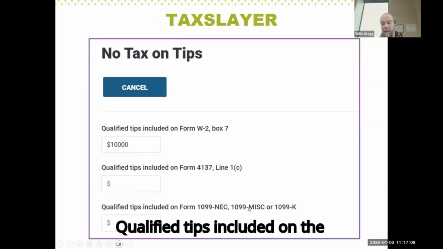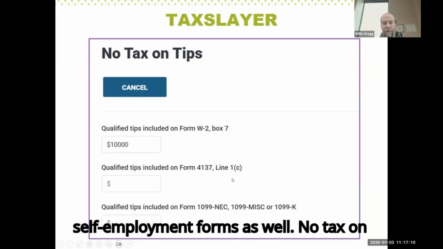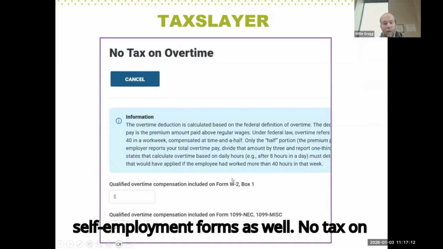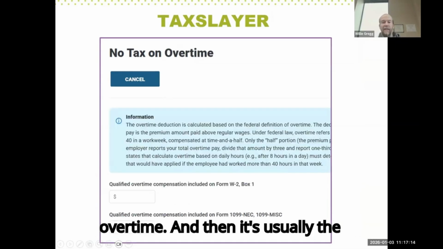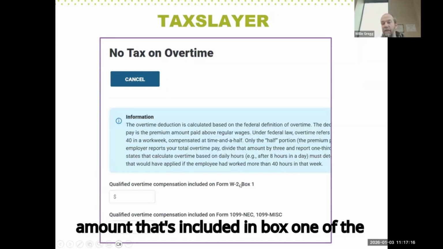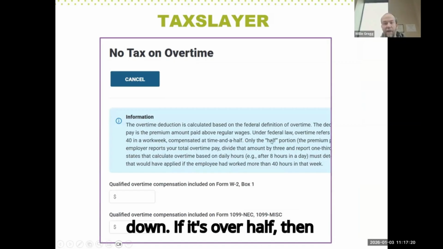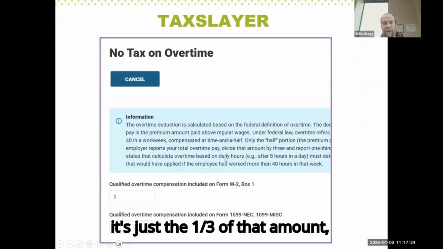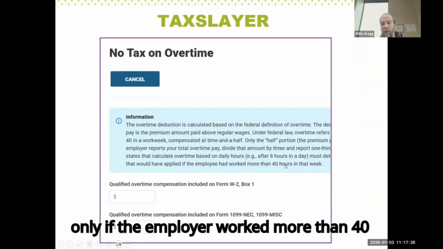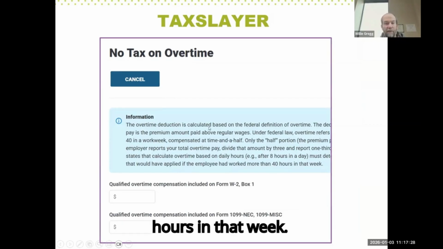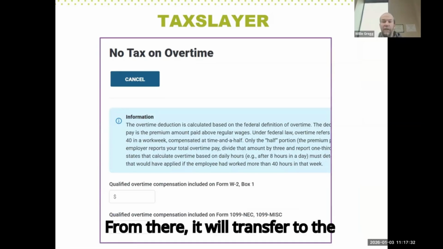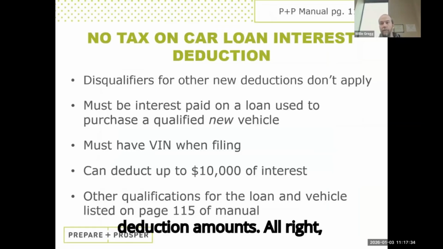Qualified tips are included on the self-employment forms as well. No tax on overtime: it's usually the amount that's included in box 1 of the W-2. And it does say here, but break down, if it's over half, then it's just the 1/3 of that amount, only if the employee worked more than 40 hours in that week. From there, it will transfer to the deduction amounts.